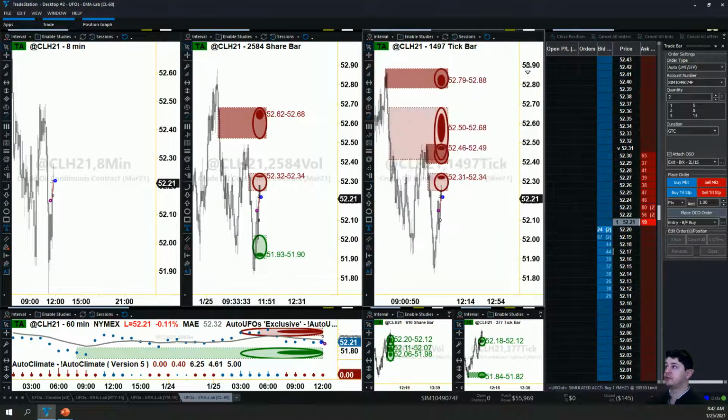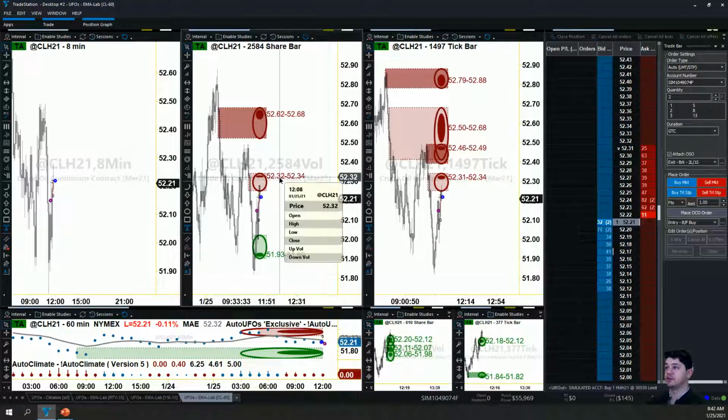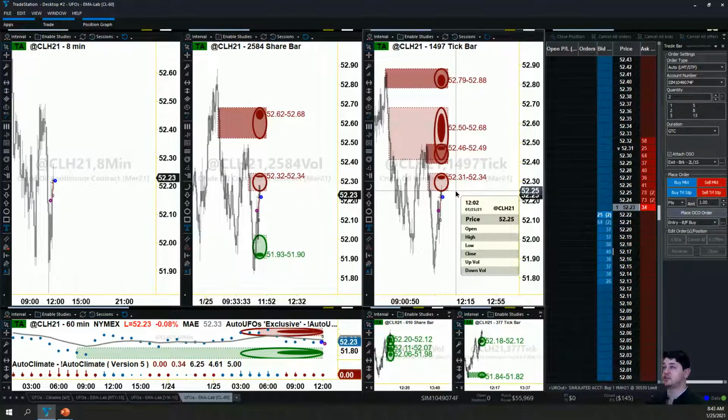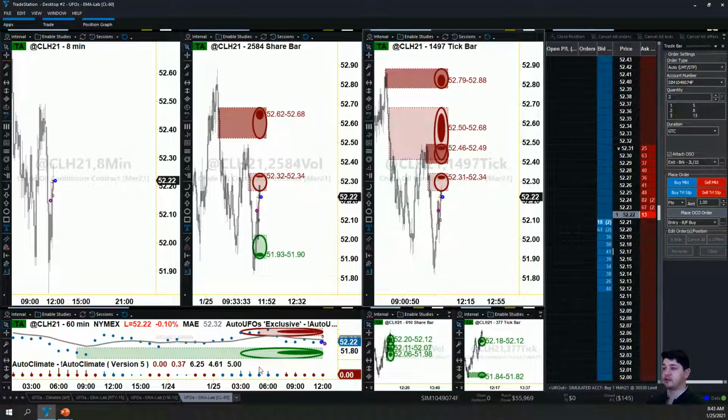It's loading up some data here. And look at that, it's at 32. We have two UFOs that are right there. So realistically speaking, the more aggressive approach right here would be to go in short right now, essentially at 25 on this second touch, right? So that is an acceptable approach right there.